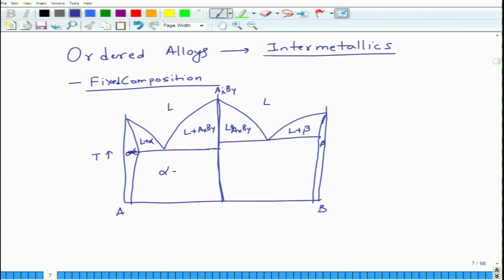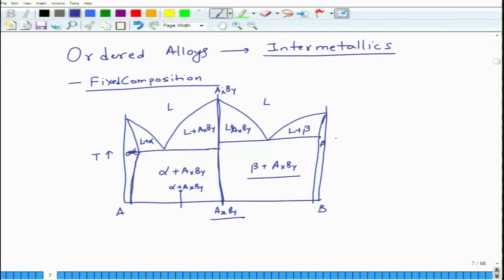On this side you have alpha plus AXBY, here you have beta plus AXBY. So you can see that at this particular composition, which is let us say AXBY, you have a fixed composition. If you are standing at this composition, you are in a two-phase regime where you have alpha plus AXBY. You can see that the solid solubility of alpha is changing as a function of temperature. The solid solubility is moving towards the right as you increase the temperature.